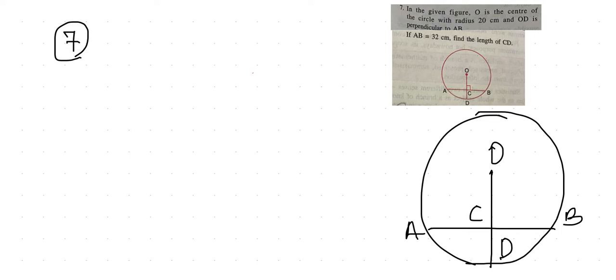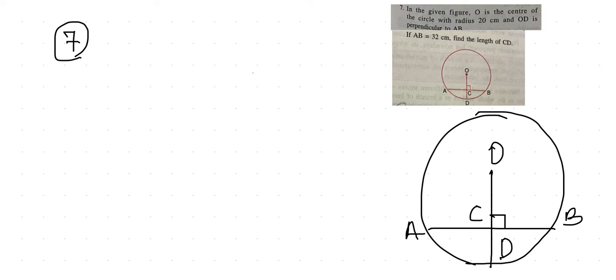Okay, now what you are expected to do, they are saying O is the center of the circle with radius 20 centimeter and OD is perpendicular to AB. So they have given that this particular radius, because if you see that OD is also a radius which is perpendicular to AB. Okay, and then if AB is equal to 32 centimeter, find the length of CD. Okay, so children, this is going to be an easy one. What are you going to do? I'm just going to explain it and then I'll be giving you as homework.